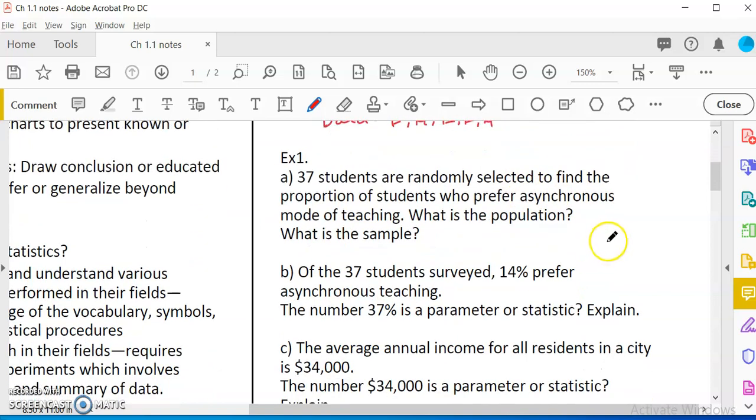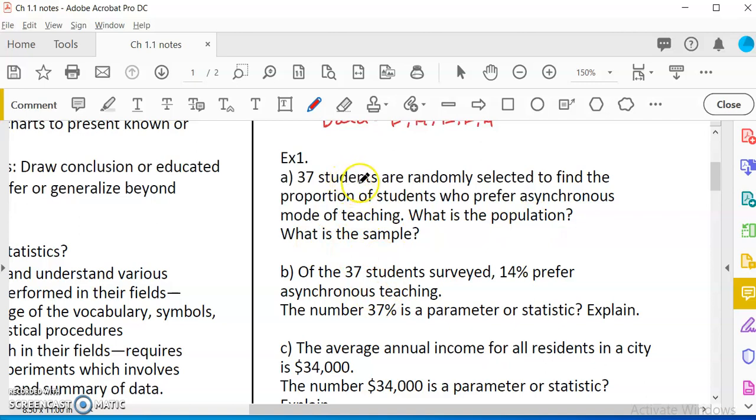Okay, so first, example 1. 37 students are randomly selected to find a proportion. So remember, proportion is percentage of something. Proportion of what? Who prefer a synchronous mode of teaching? What is the population and what is the sample?